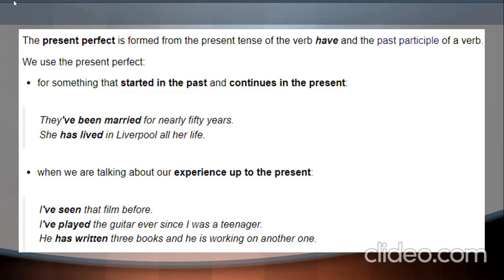Teacher, in the third sentence? Who wants to help me here? What is the experience in the second and in the third sentence? I gave you the first example. See a film. So what is the second? Played. Yes, play what? Play the guitar. Play the guitar. And the third one? Since I was a teenager.